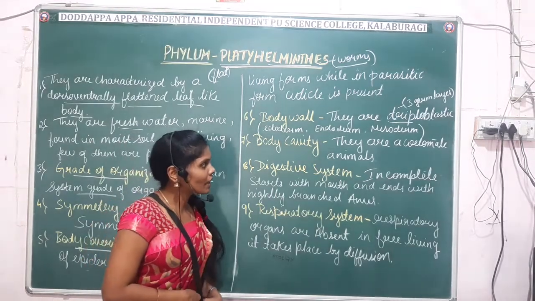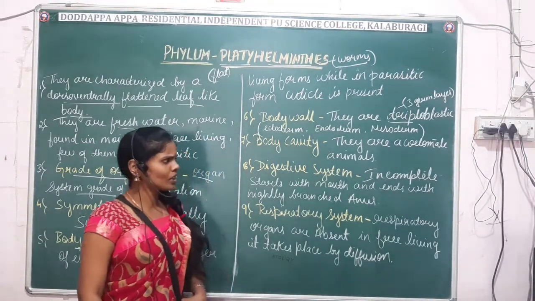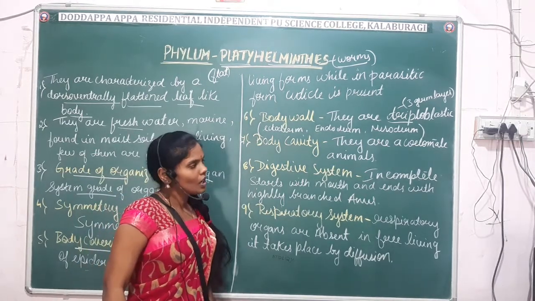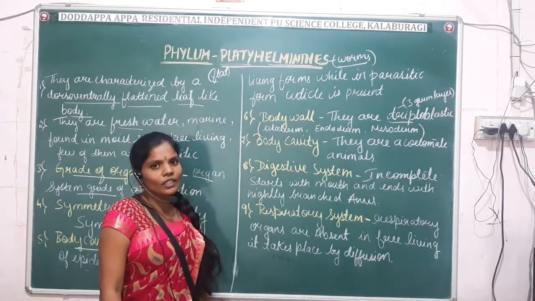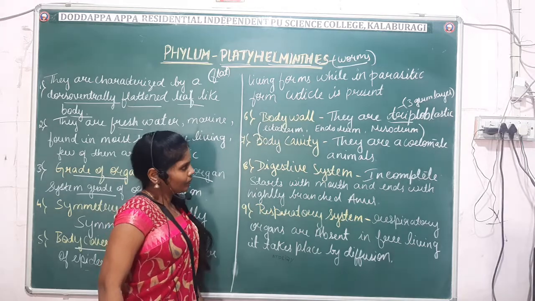Next comes the body cavity. Here you will not find any body cavity. The coelom is absent, so we generally call them acoelomate animals.